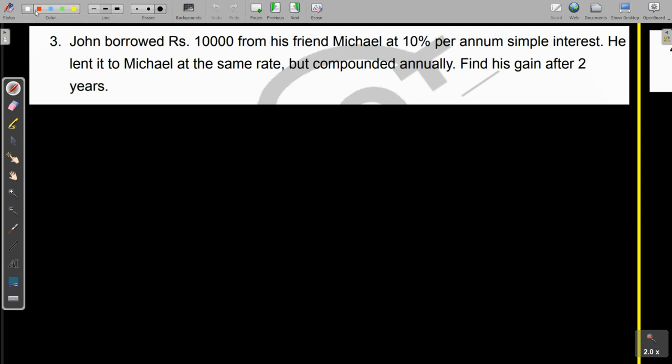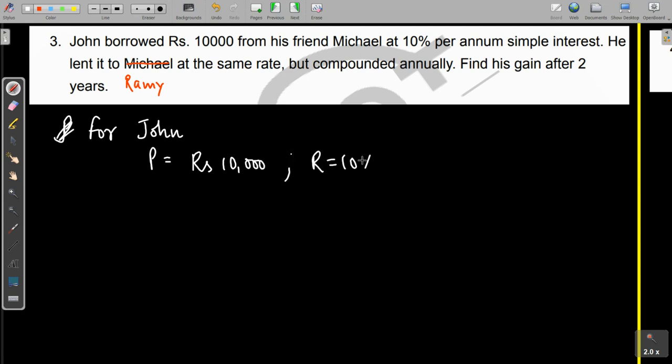So this is my error. This name should have been something else. Let's say John borrowed from Michael and lent it to Remy. Okay. So now we are going to calculate for John first. For John, the principal is rupees 10,000. The rate is 10% and the time is 2 years.